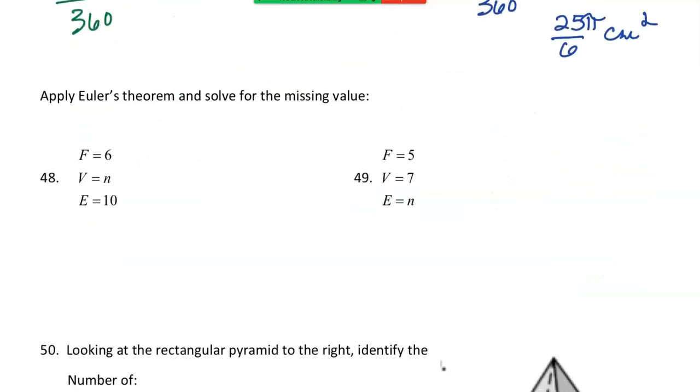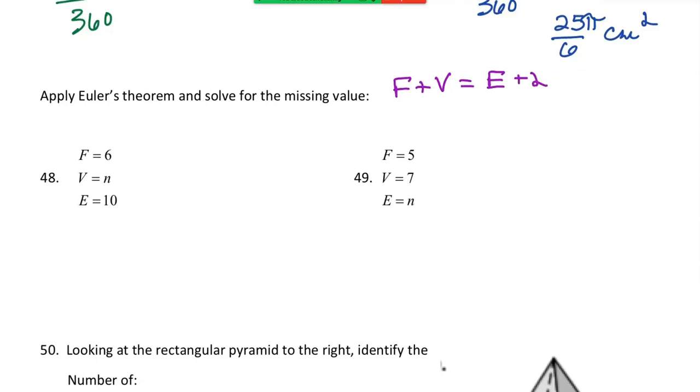Okay, next section. We're going to apply Euler's theorem and solve for the missing value. You've got to remember, and you don't even have to remember, you just look at your formula sheet to recall that F plus V, so that's faces plus vertices, equals edges plus 2. So this has to deal with polyhedrons.